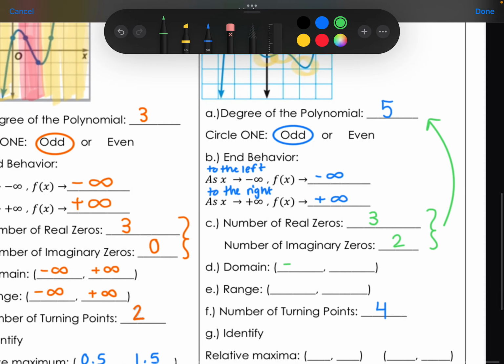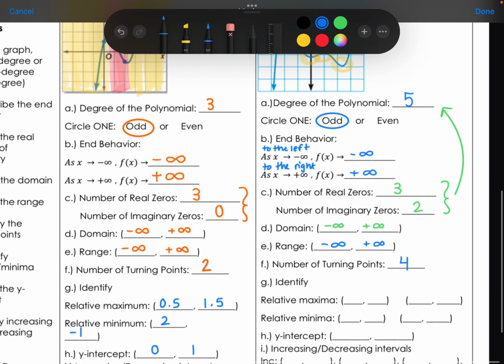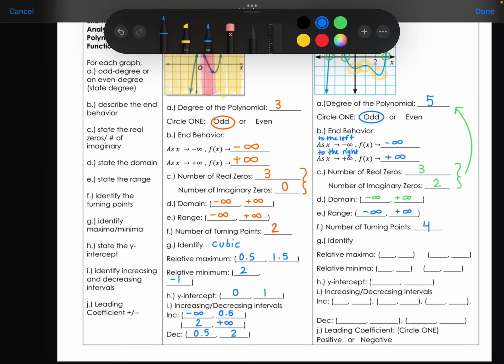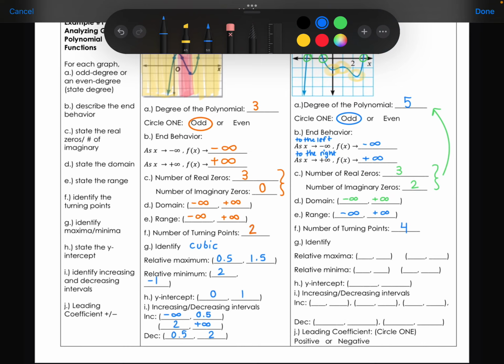The domain for every single polynomial function is all real numbers, and the range for any odd degree polynomial function is also negative infinity to positive infinity. Oh, I forgot the identification part. This is cubic. Identify max or min. Oh, it just wanted us to, never mind, we already did it. Don't mind that.